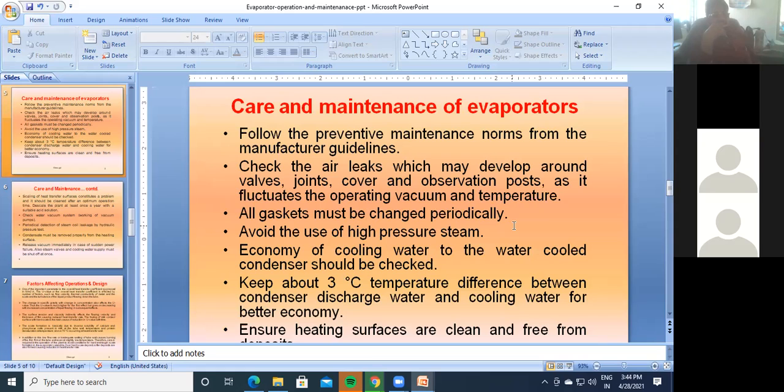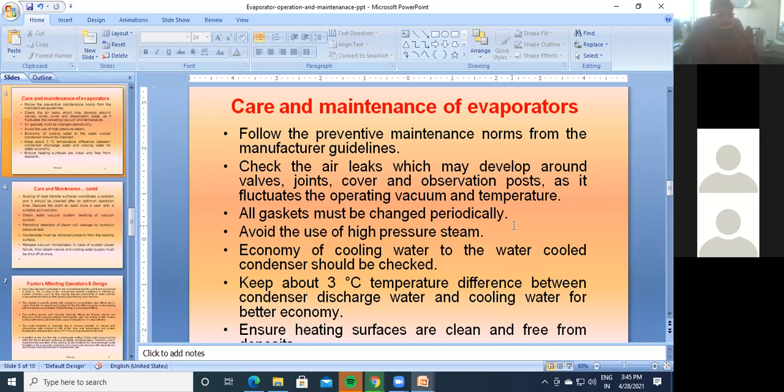This you know it well. Follow the preventive maintenance norms from the manufacturer guideline. What is the preventive maintenance? One is for air leaks, which should not develop. You should test for air leaks at every valve joint and observation post to avoid fluctuations in temperatures and vacuum. All gaskets must be changed periodically, not during running of the plant. When the plant is being cleaned, at the preparing step, we should check the gasket.